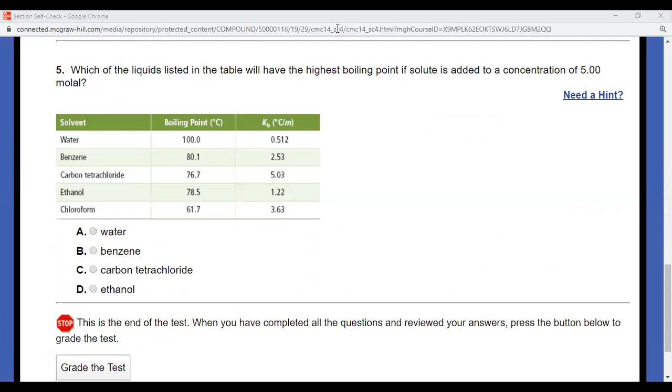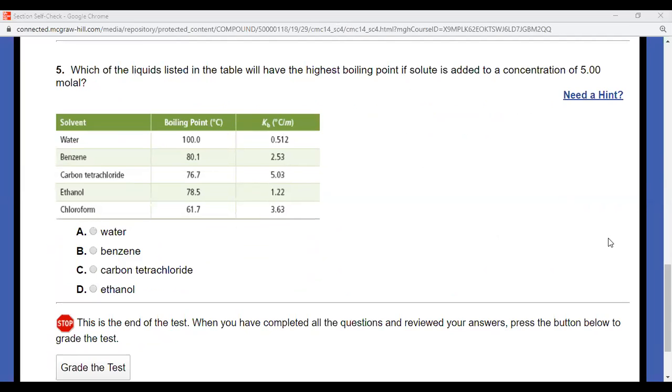Question number 5. Who can answer me question number 5 except Khalid Harbi? Abdul Ilah? Yes. Can you answer this question number 5? Yes, please read it and answer.